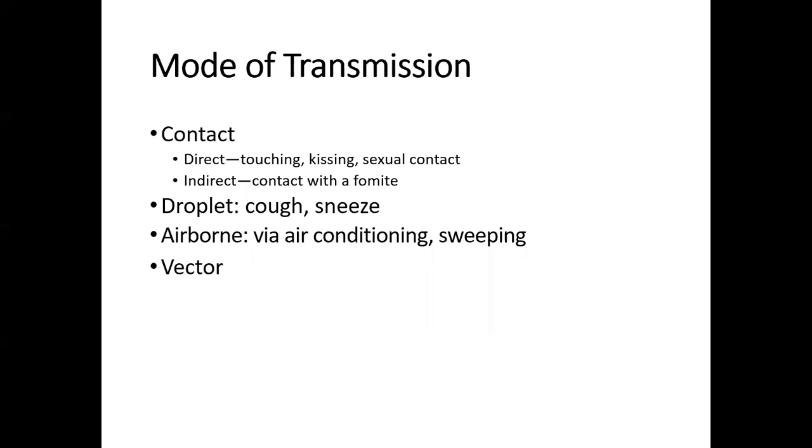Our mode of transmission is our fourth link, and we have direct contact. This occurs between 2 people and usually involves touching, kissing, or sexual intercourse. Indirect contact involves contact with a fomite, or a contaminated object that transfers the pathogen. We have droplet transmission, where the pathogen travels in water droplets expelled as the infected person exhales, coughs, sneezes, or talks. They also occur during suctioning or oral care.